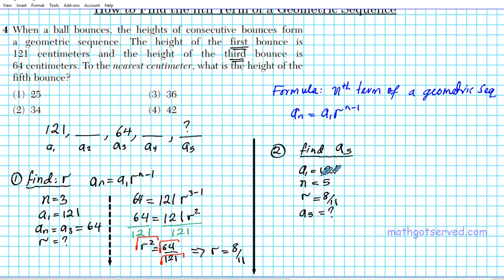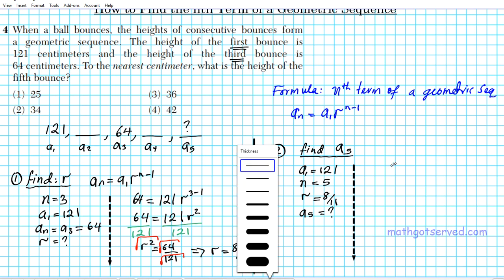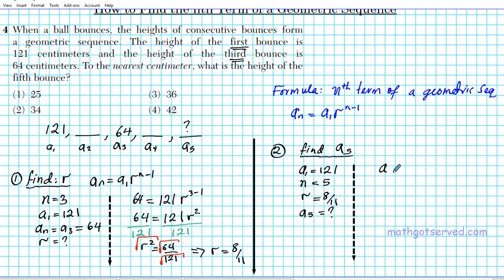So we're going to plug these into the formula. Let's write the formula again first so we don't mess this up. An is equal to a1 times r to the n minus 1. So a5 is equal to a1, which is 121, times the common ratio, 8 over 11, raised to the n minus 1, which is 5 minus 1.